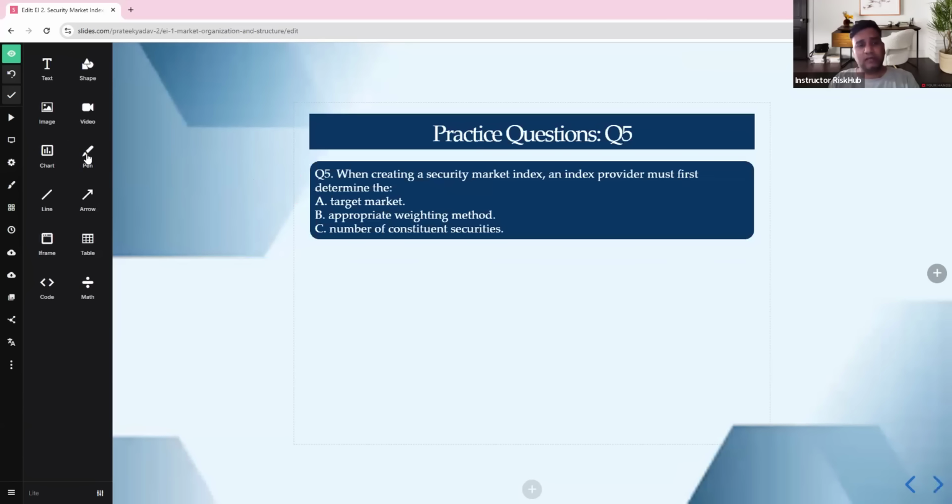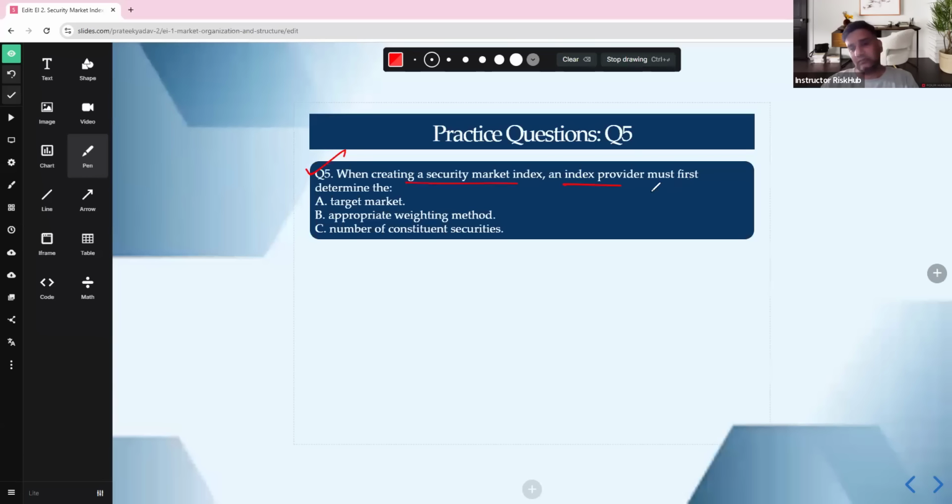Okay, then we get into the next part, which is practice question number 5. When creating a security market index, a provider must first determine what? Target market, appropriate weighting method, or number of constituent securities? So you need to think logically before anything. You must decide what you are tracking. The most important thing is that you need to understand your target market first. Then comes the security selection, then the weighting method, then the rebalancing. Because the question is asking what is first, first keep the target market.